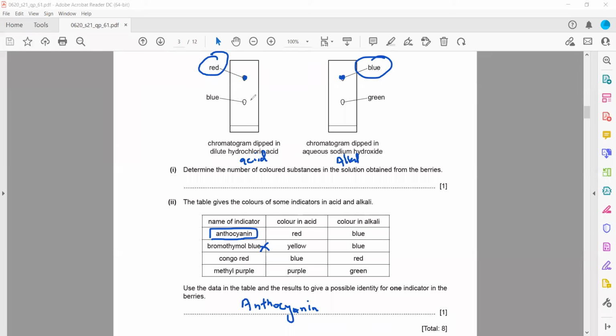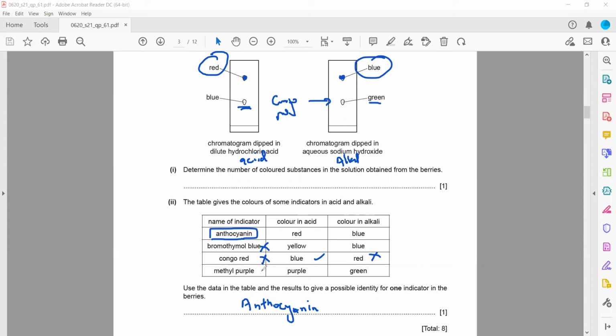For example, if this was a Congo red, it is blue in acidic, okay. But when we check in alkaline condition, the same spot should be red. But here the same spot is in green color. So it means this is not a Congo red.